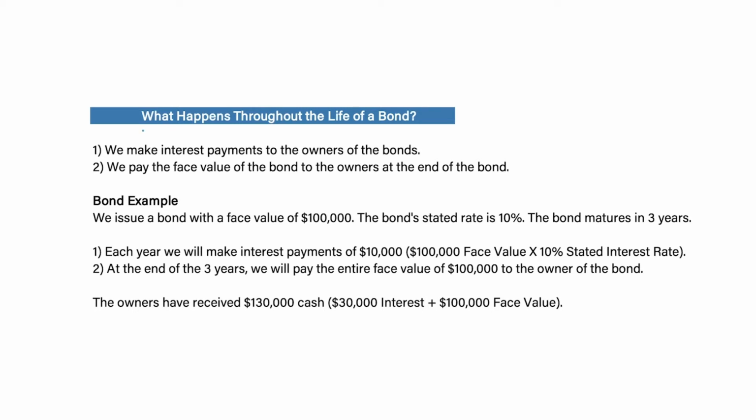There are two events happening. One is we, the sellers of the bond, make interest payments to the owners of the bond. Two is we pay the face value of the bond to the owners at the end of the bond.